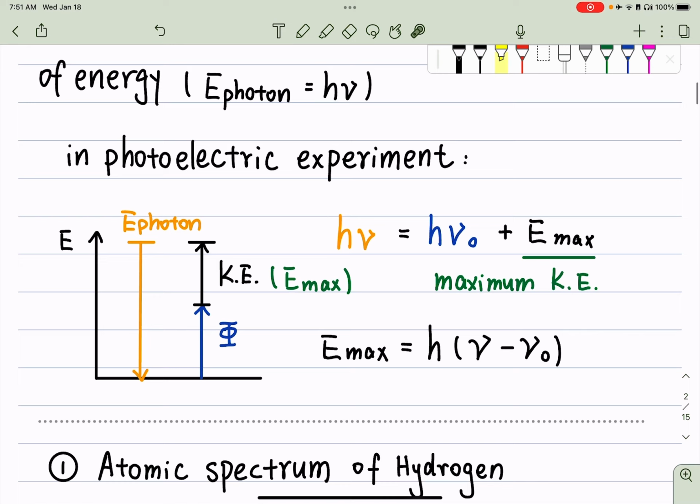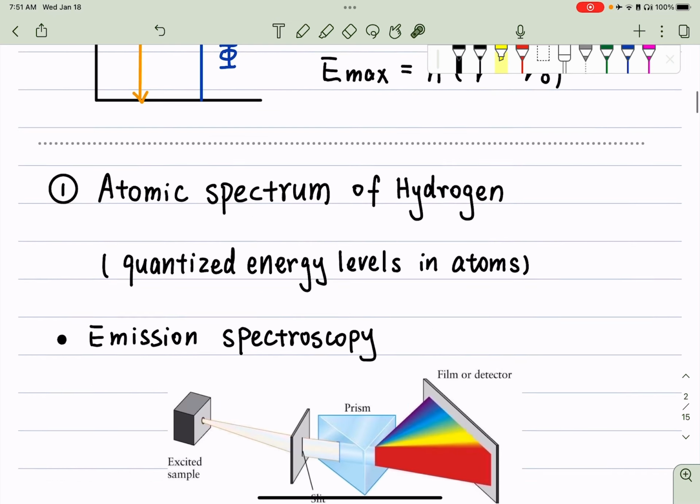In the photoelectric experiment, we went over this diagram. You have photons shining onto the surface of the metal. If the energy of the photon is greater than the work function of that piece of metal, you will have electrons ejected with a certain kinetic energy. All right, so that's the review part.